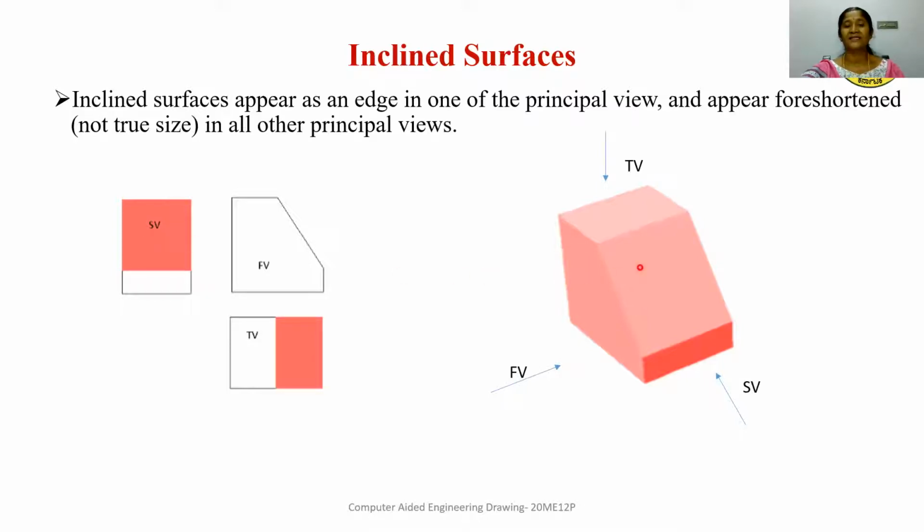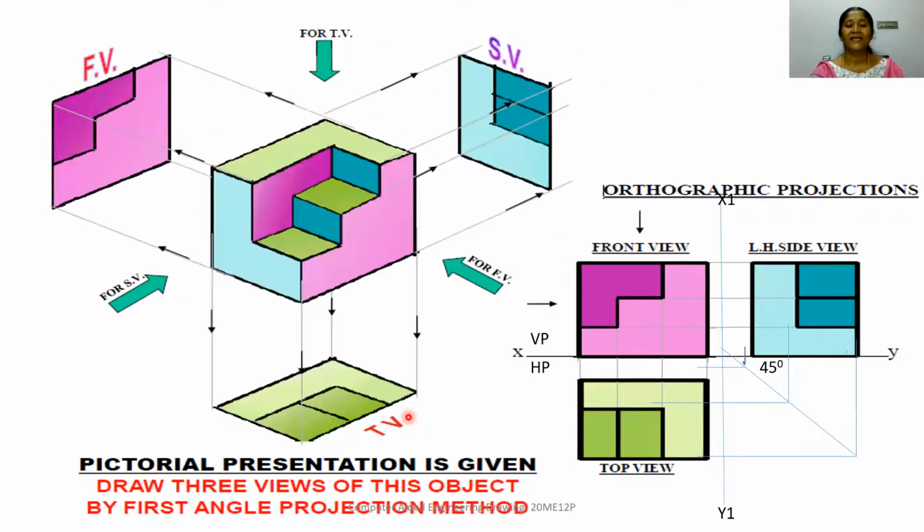So an inclined surface is represented as an edge in the front view, and in the other two views, that is the side view and the top view, it appears as a plane surface, but it is not to the true size, and it is foreshortened. Now let's see how the three views are drawn for a given three-dimensional object.